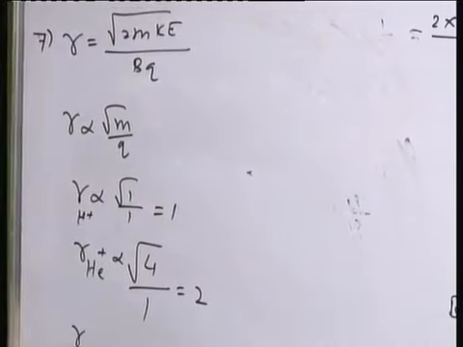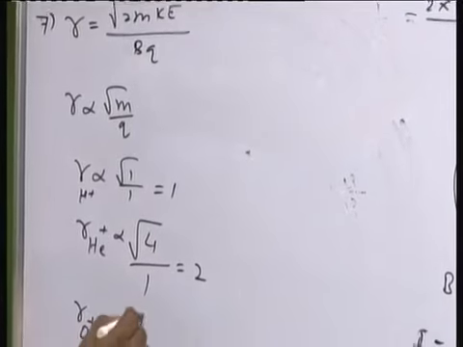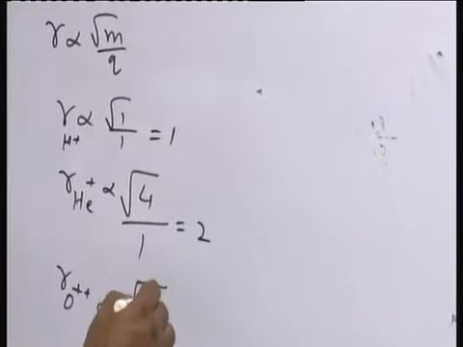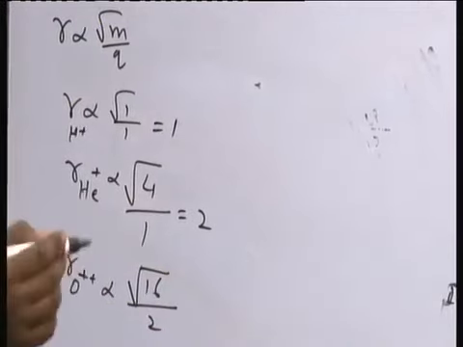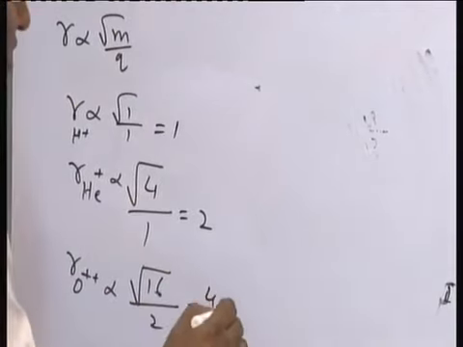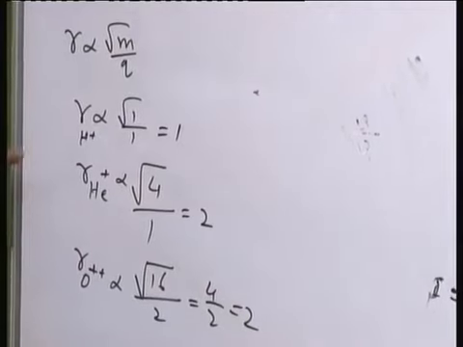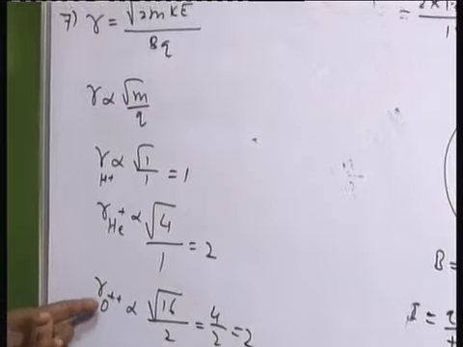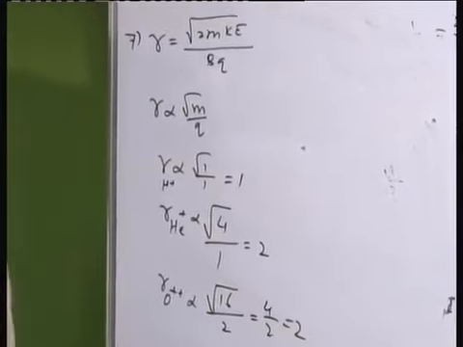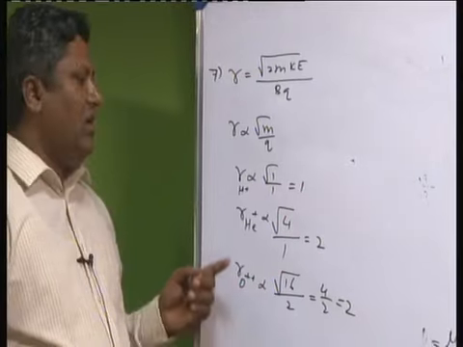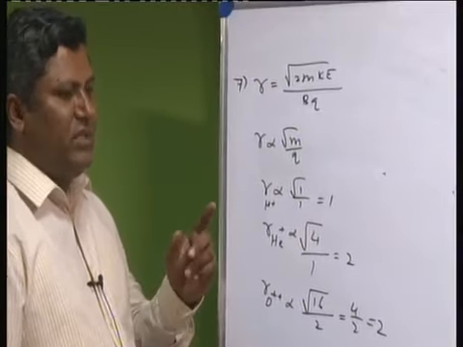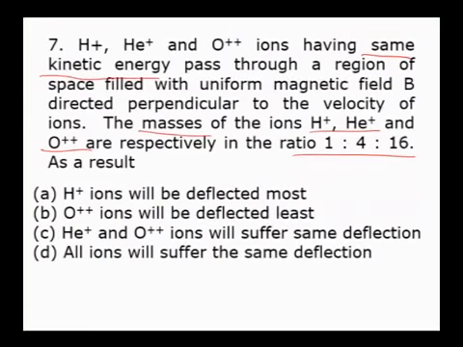Then R of O plus plus is proportional to mass, which is given as 16, and charge, you know that it is 2 because it is O plus plus. Therefore, it is root of 16 by 2, that is 4 by 2, which equals 2. Okay. Now, you can see here R of He plus and R of O plus plus have the same radii. Therefore, the deflection will be the same for these two ions, and I can say in this question we will get two options. One is the third option, which is He plus and O plus plus ions will have the same deflection, and the other answer is that H plus ions will be deflected most. Why is it deflected most? Because its mass is less, the force will be more, therefore it deflects most.